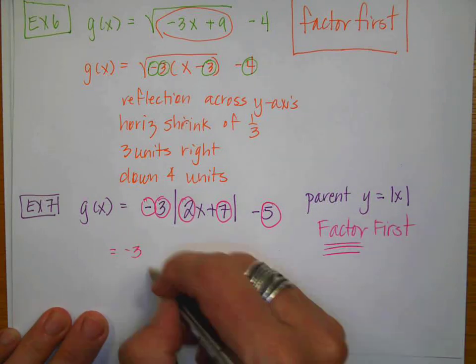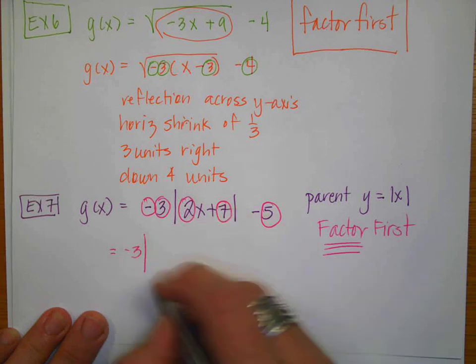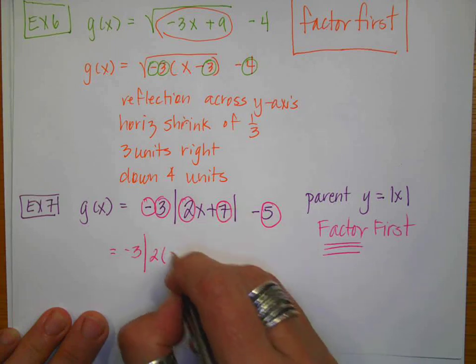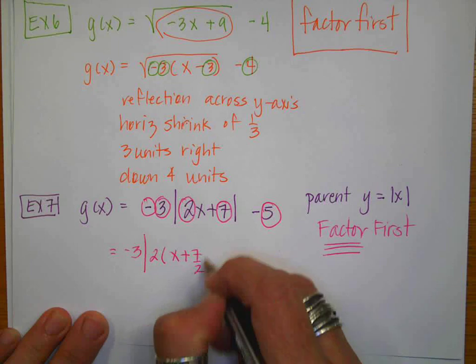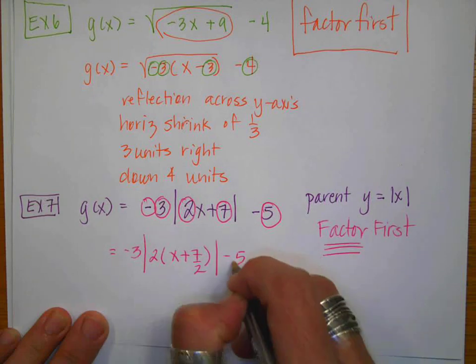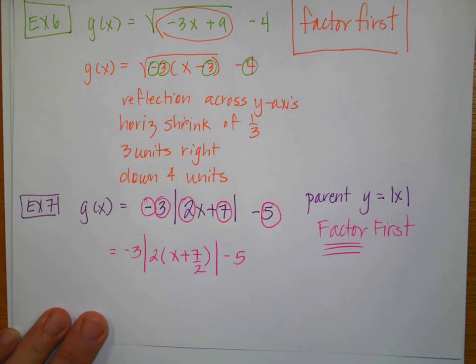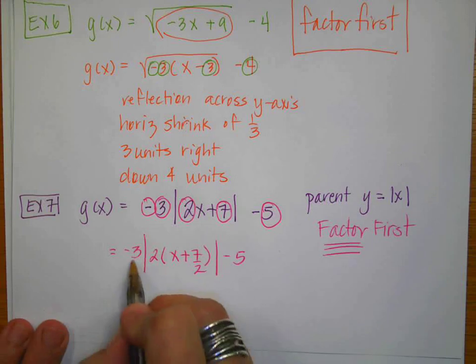Super, super important. So the negative 3 is going to stay outside. The 2 is going to get factored out inside, and I'm going to get x plus 7 halves. And it's okay if it's a fraction. Fractions are our friends. We like fractions.